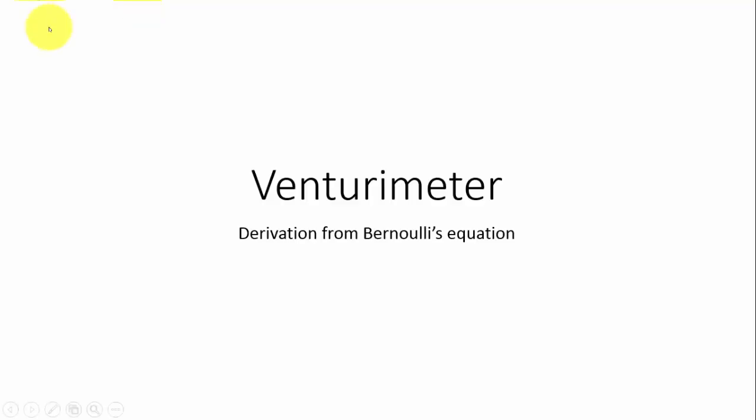Okay, this video explains the derivation of venturimeter from Bernoulli's equation. Let us consider a venturimeter which is having a converging section, a throat and a diverging section. So it is fitted in a pipeline where fluid is flowing. So let us consider a cross section here.